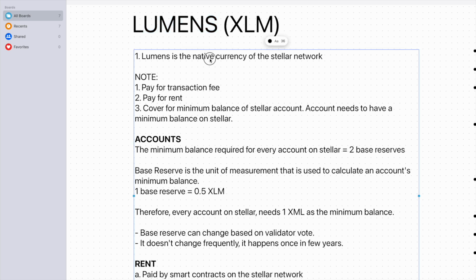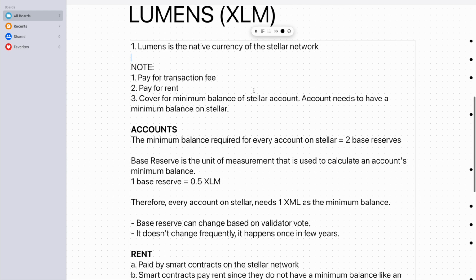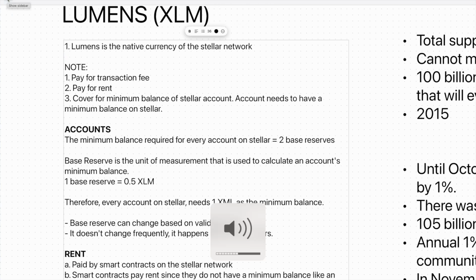So you use Lumen across the network for different things, and we're going to be talking about that in detail. That is why we have Lumens as currency. That is why Lumen exists in the Stellar network. Exactly. All right, so let's go to why Lumens is very important.